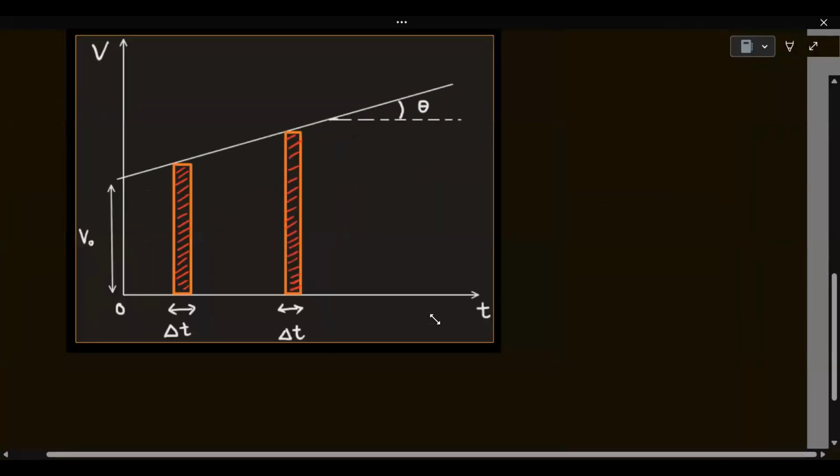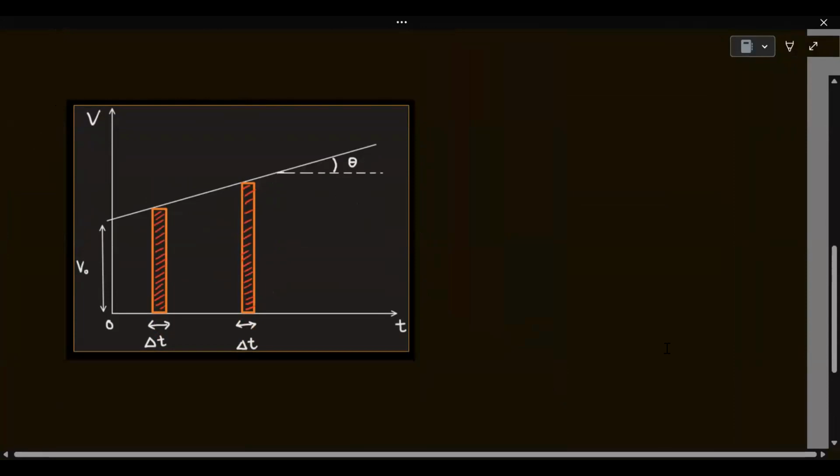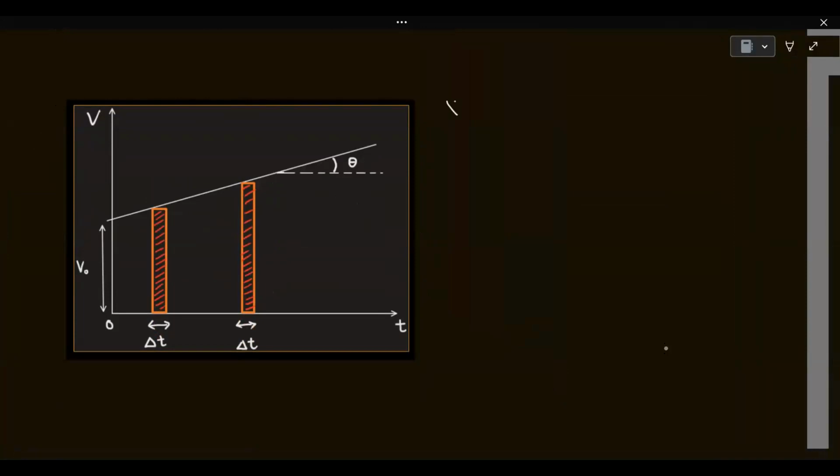This is a velocity time graph. So we'll start from the beginning. What does X contain, guys? X contains time. Y contains what? Y contains velocity.